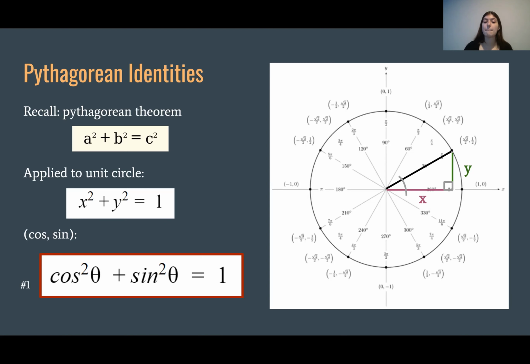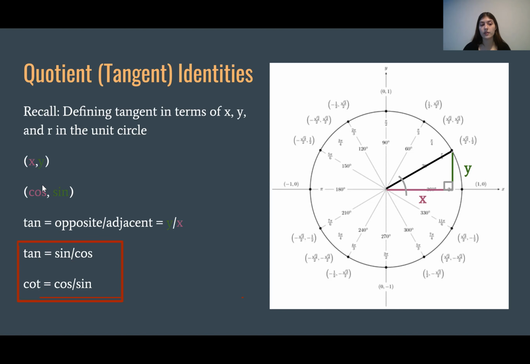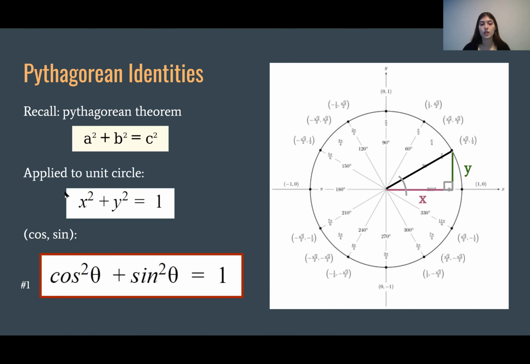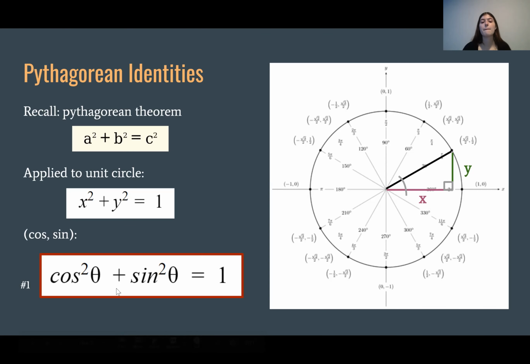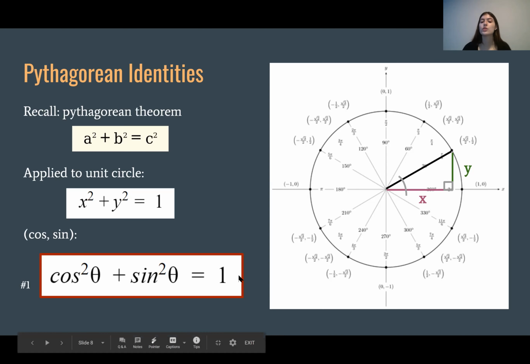Well, we have to take this one step further. Notice how before, I told you that the coordinate points, x and y, correspond to cosine and sine, right? We just talked about that. X and y are the same thing as cosine theta and sine theta. So we can actually replace x squared with cosine squared, and we can replace y squared with sine squared. So cosine squared theta plus sine squared theta is equal to 1. So that is how we come up with our first Pythagorean identity.